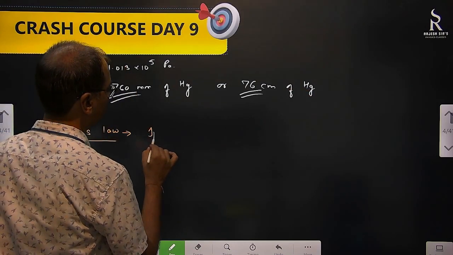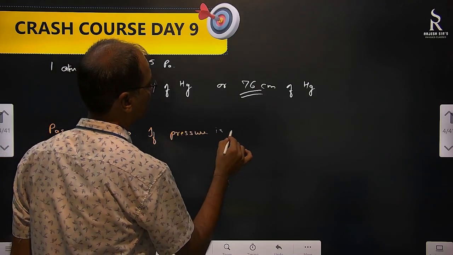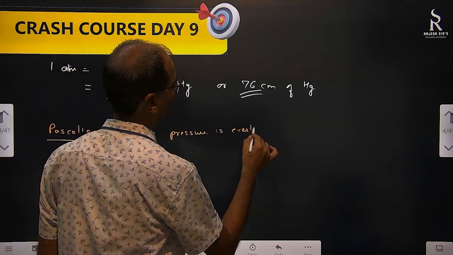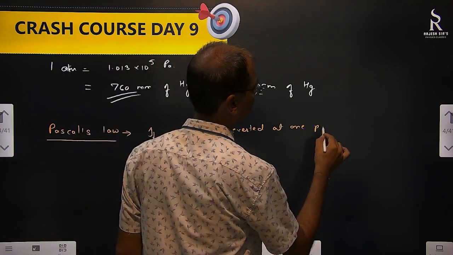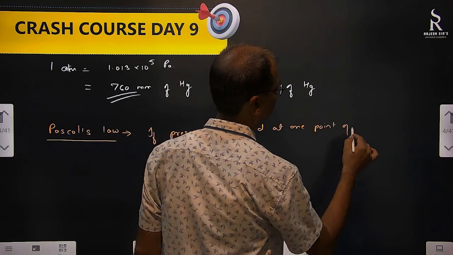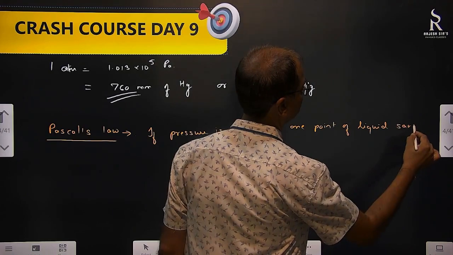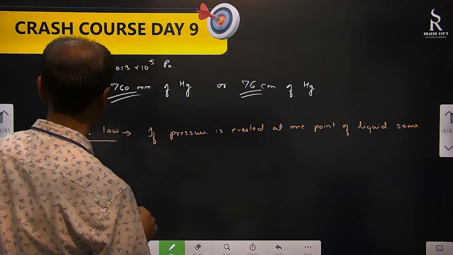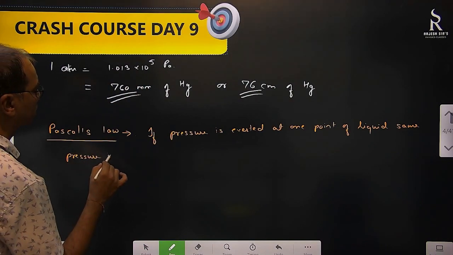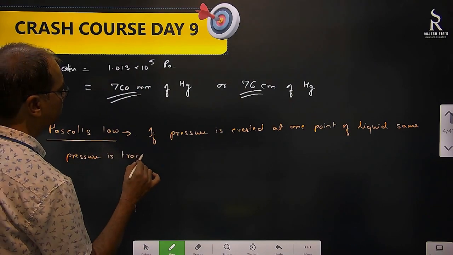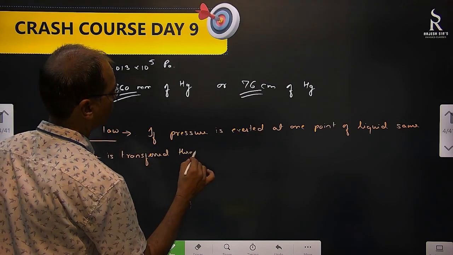If pressure is exerted at one point of a liquid, the same pressure is transferred throughout the liquid.